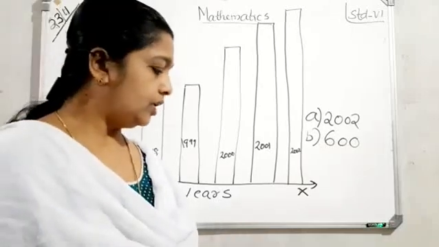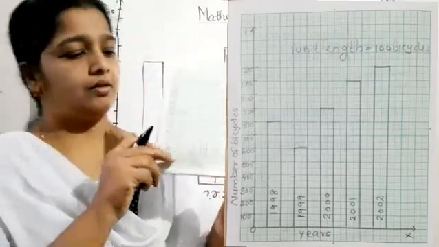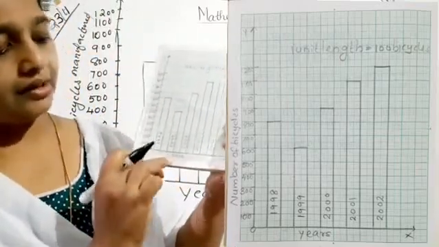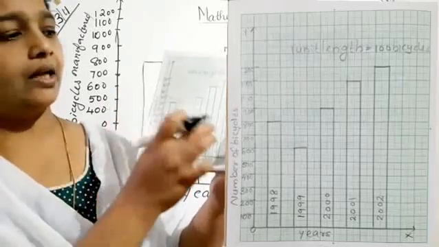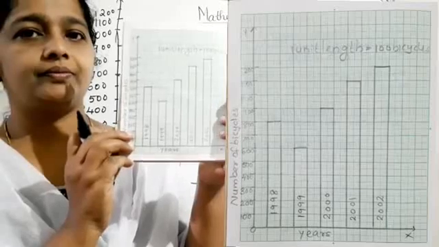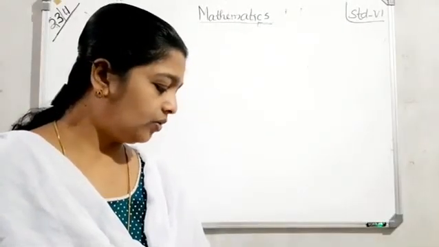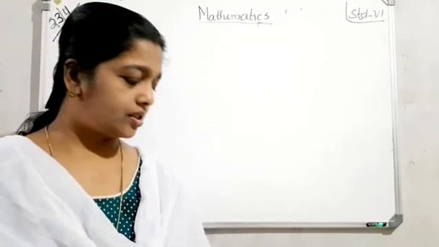So in your graph paper you can draw the y-axis, x-axis, the years, next number of bicycles manufactured, and this way you will get it. Next question: page number 203, question number 4. Last question.